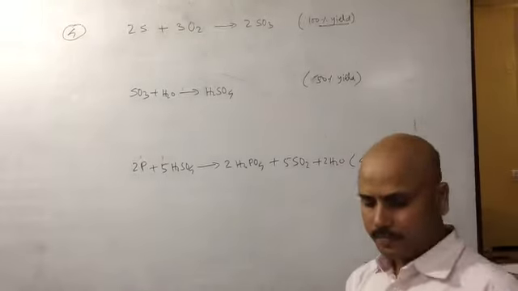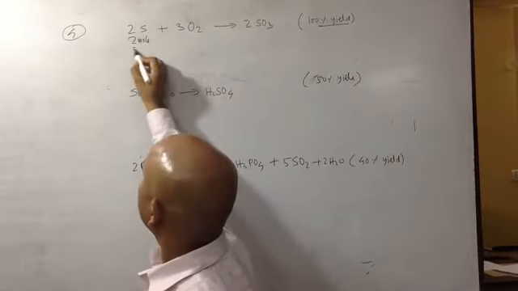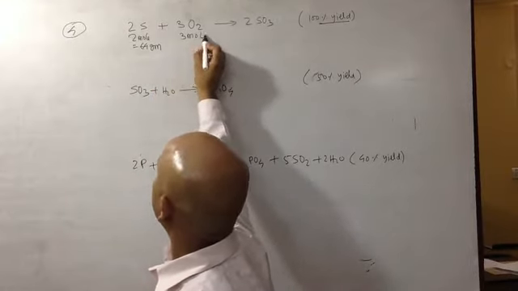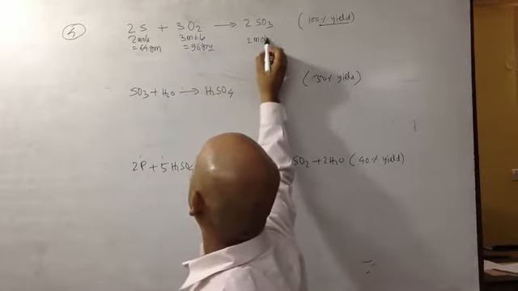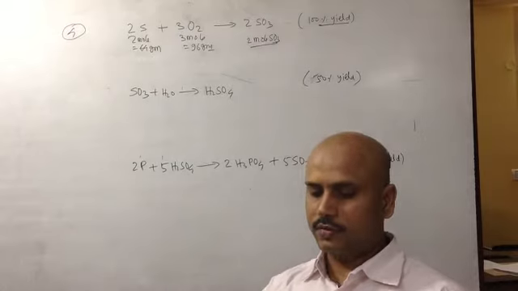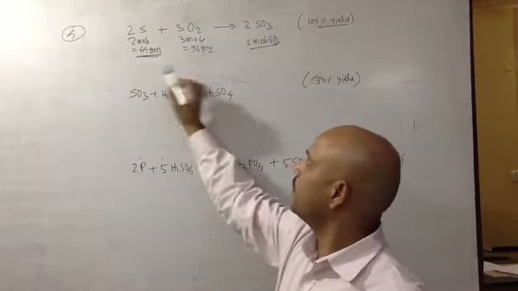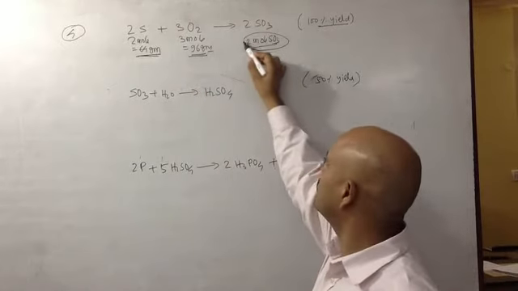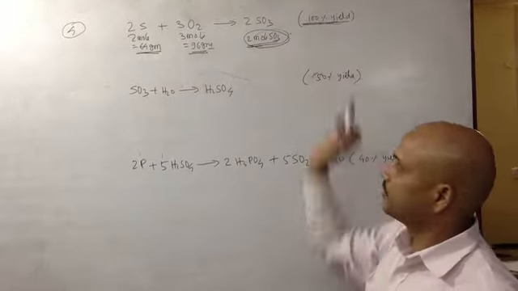It's very simple. Now you see 2 mole of S, that is 64 gram, 3 mole of O2, that is 96 gram, combined to form 2 mole of SO3. It is also given 64 gram of sulfur and 96 gram of oxygen combined, therefore they will form 2 mole of SO3. Since yield is 100%, we will have 2 mole of SO3.